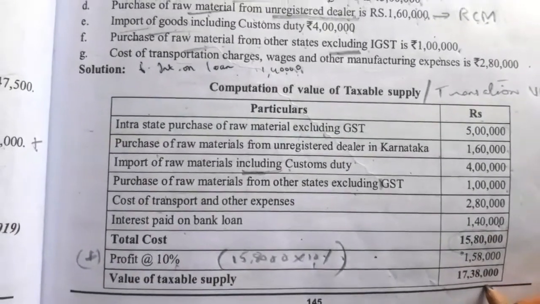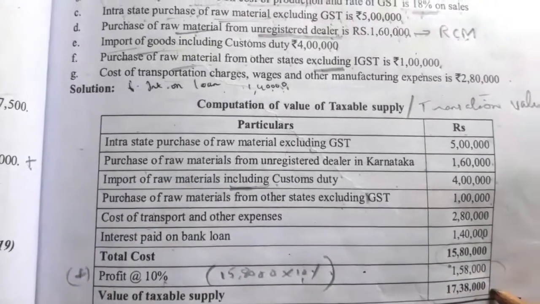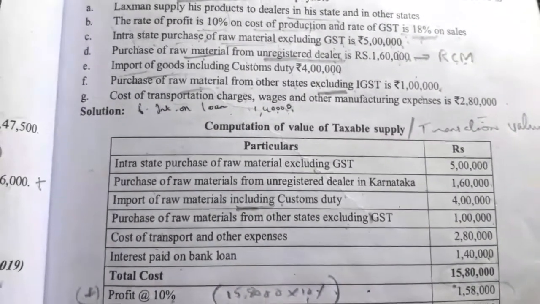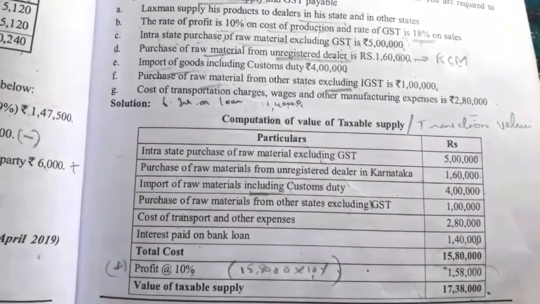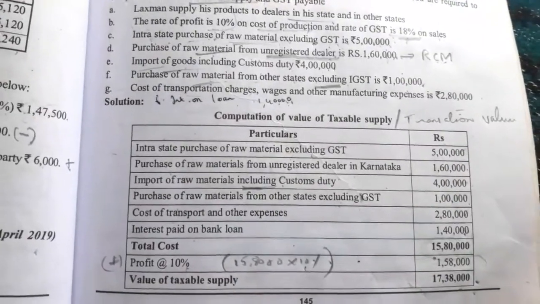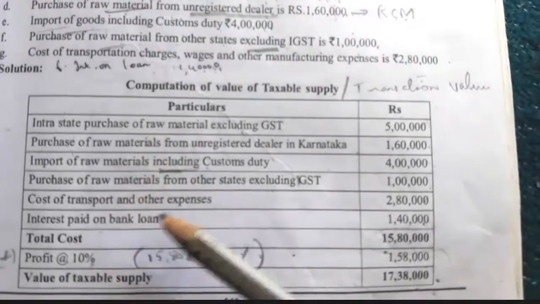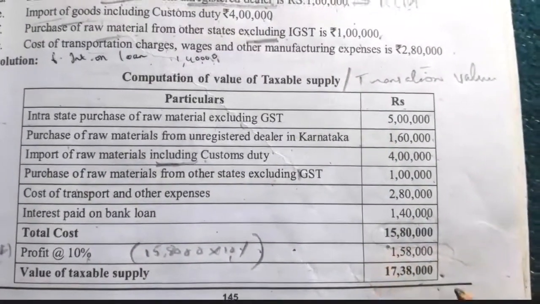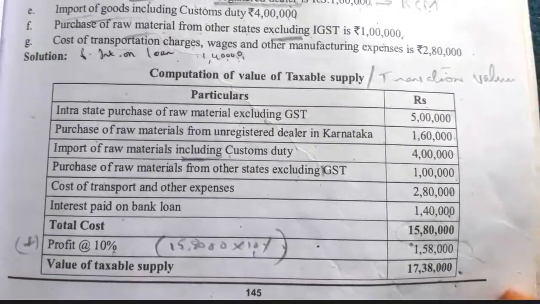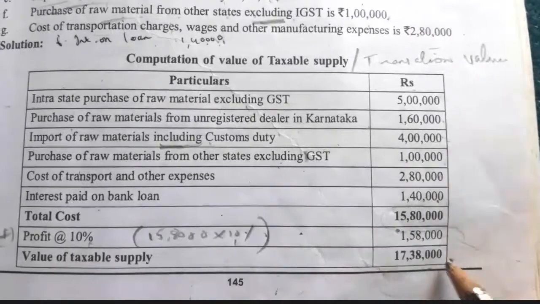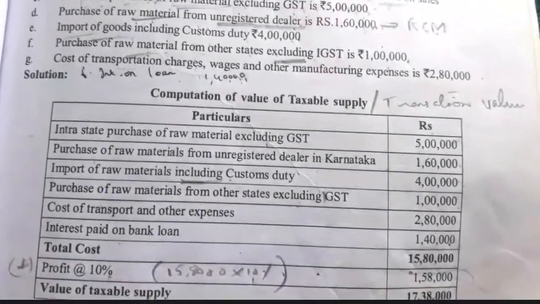So the total value of taxable supply is 17,38,000. This value he will be going to sell to any person. It might be within the state or outside the state. So we will assume it is within the state. Here, with the use of various raw materials as input, he has finished one product, and the value of that supply will be 17,38,000. Now this is nothing but output. On this output or on this product he has to pay GST.